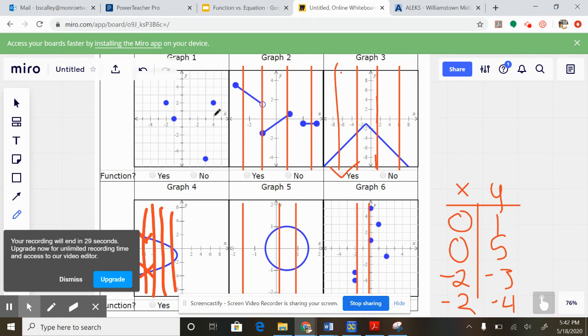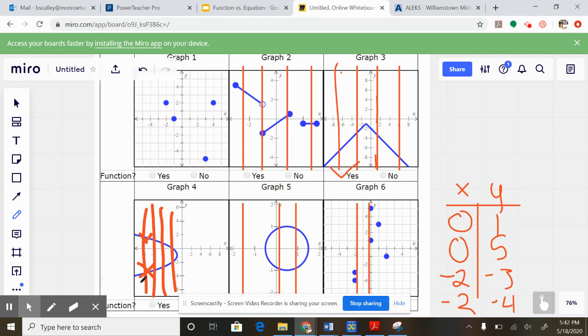That is a function. And this last one, I don't think I have any failures here. It's only going to ever touch one of those points at a time. So basically all I have are graphs 2 and 3 are functions. The top 3 are functions, the bottom 3 are not.